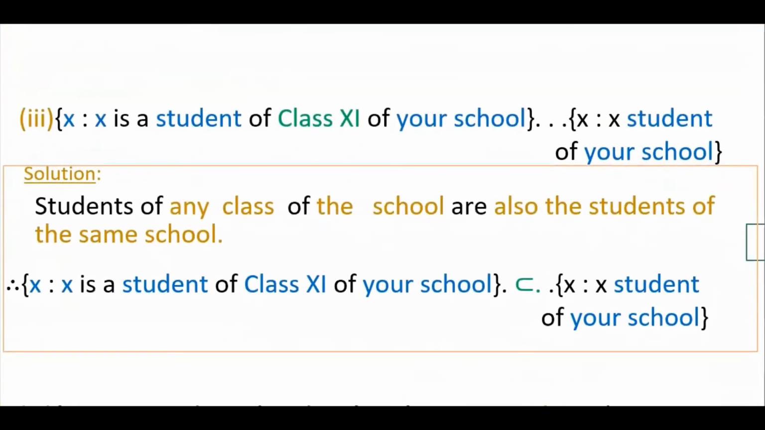And this is third one. X such that X is a student of class 11 of your school. And the second set, X such that X is a student of your school. Yes, here students of any class, here class 11 students also includes the students of the school. So here students of any class of the school are also the students of the same school. So here you have to put the first set is a subset of the second set.